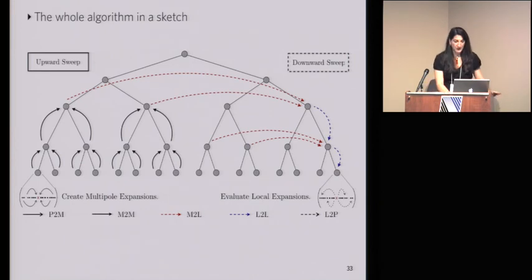So this is what we call the bird's eye view of the FMM, of the fast multipole algorithm. At the leaf level, which is the finest level of the tree, that's where the sources, the particles, reside. One is going to do an operation which is called the particle to multipole.